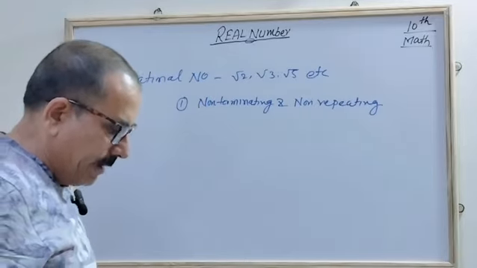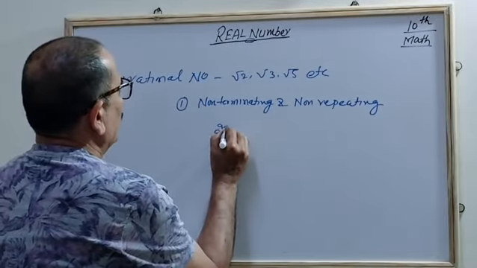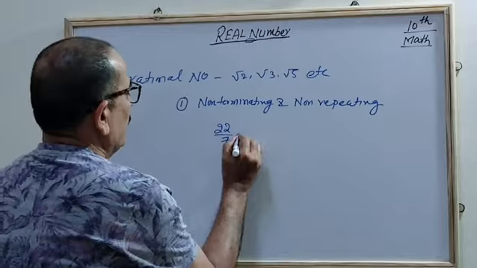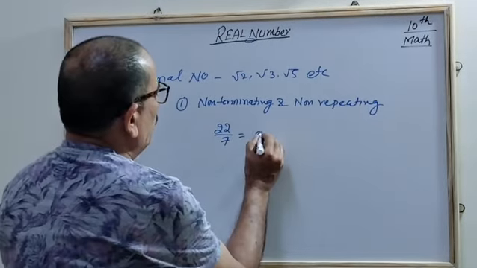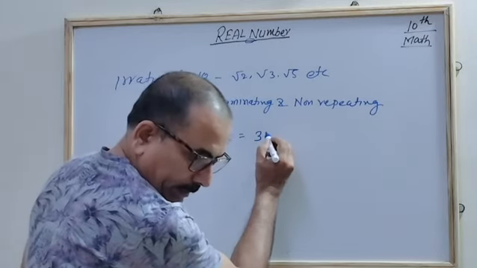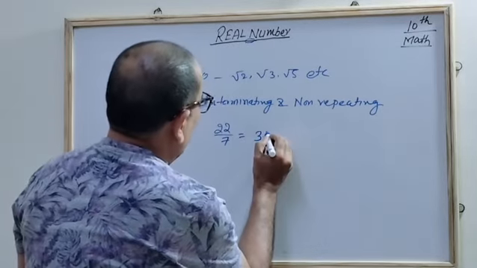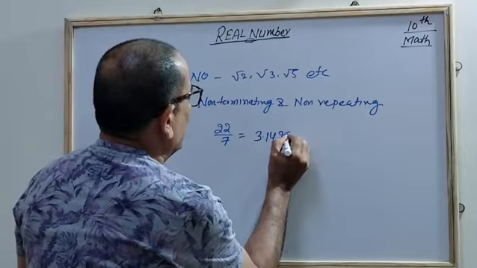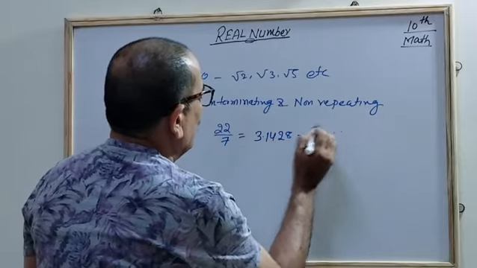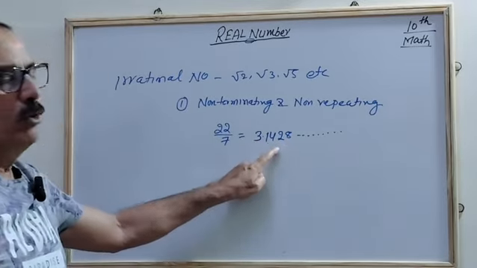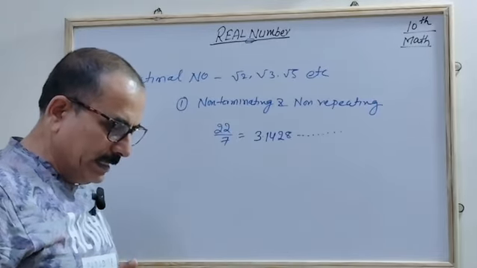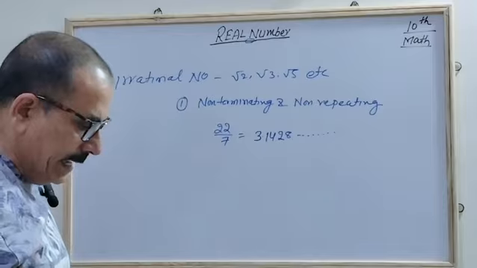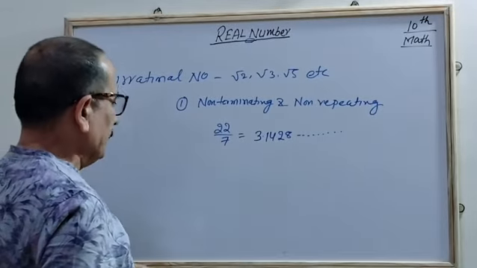For example, suppose you have 22 by 7. If you divide it, how much does it come? It will come 3.1428, correct? And it is non-terminating. You find that in 1428, the digits are not repeating. So we say that it is an irrational number, correct?